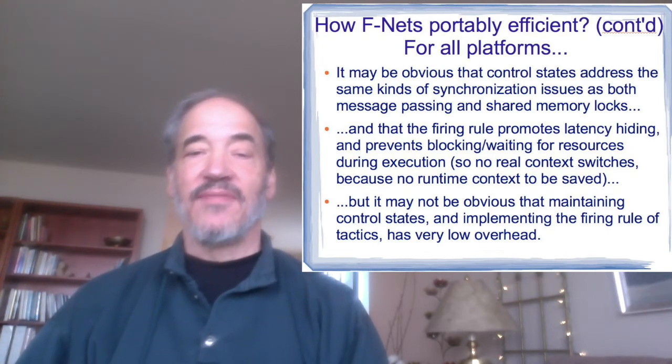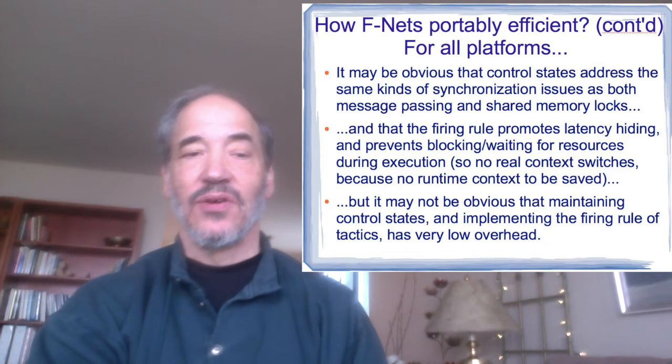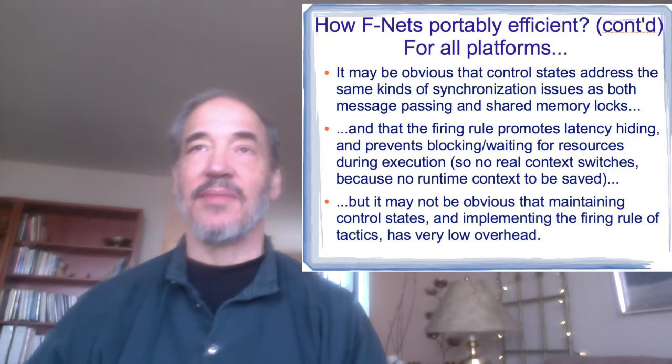But it may not be obvious that maintaining these control states and implementing the firing rule of tactics has very low overhead. That is, we make it sound like every time a new token gets put down, new colored token, we have to go around and check every tactic that's connected to that resource and check all of its other resources to see if they're all ready, and only if they're all ready for one of those tactics can it fire. Actually, we can reduce that overhead significantly.